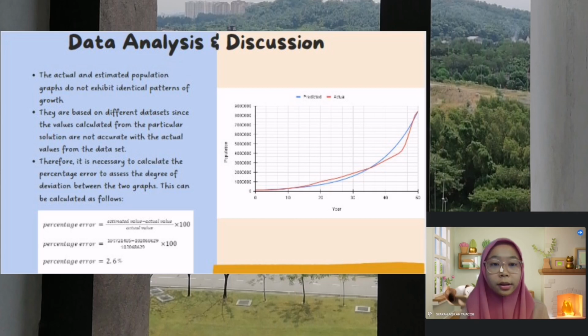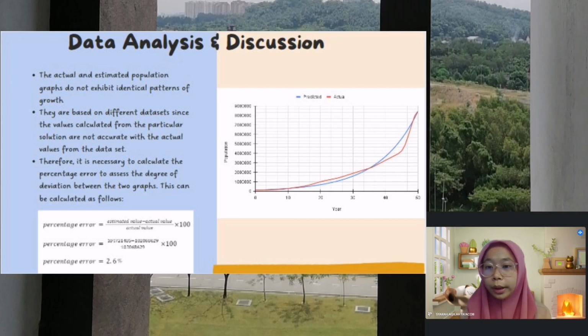And because these are based on different data sets, the values calculated from the particular solution are not the same and not accurate with the actual values from the data set. So it means that we have a percentage error. It is very important for us to calculate the percentage error so that we know the degree of deviation between these two graphs. The percentage error formula is estimated value minus actual value, divided by actual value, times 100, because we want to calculate it in percentage.